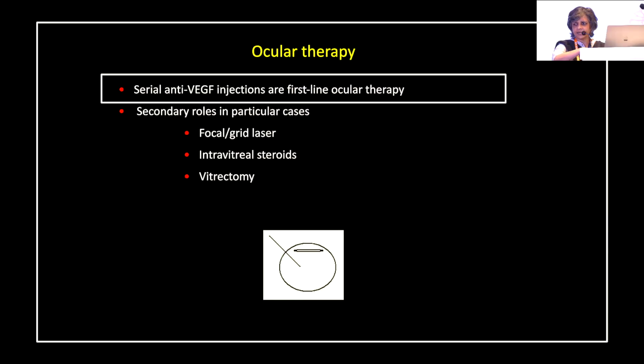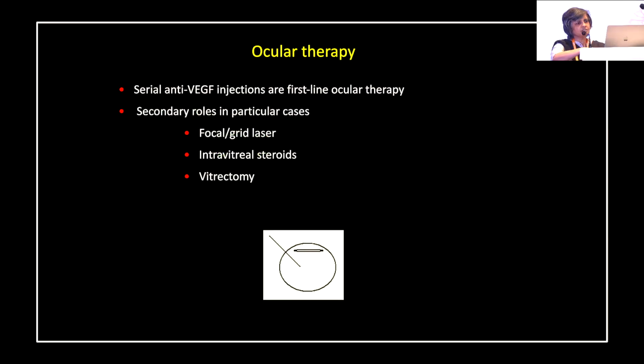Treatment: serial anti-VEGF injections are the first line treatment. There's no timer that I see here. Okay, 20 seconds. Is it showing somewhere? Okay, not to us here, okay.